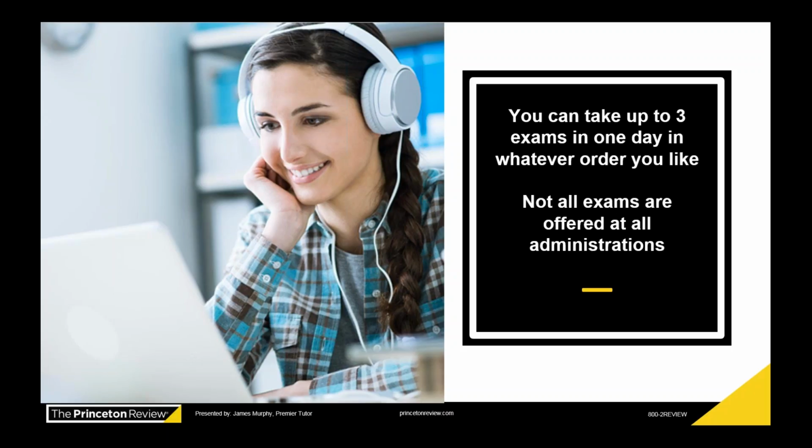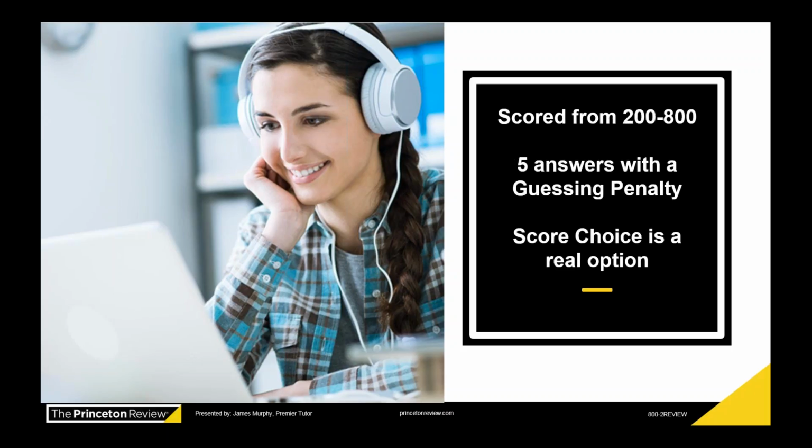It's worth noting that not all exams are offered at all administrations. All right, we'll take a look at that list in a second. But before we get there, a couple other points to hit quickly. Each exam is scored from 200 to 800. There are 5 answers, just like on the old SAT. There is a guessing penalty, meaning if you get a question wrong, you lose 1/4 of a point. So blindly guessing on a subject test is not a good idea. If you can get rid of 2 or 3 answer choices, even 1 or 2 answer choices, then taking a guess makes sense.